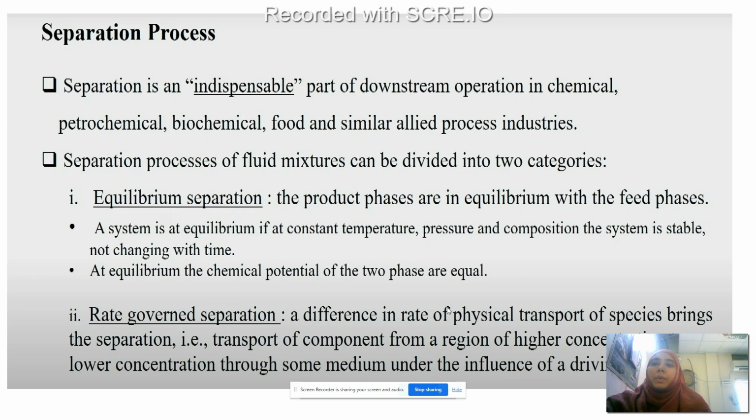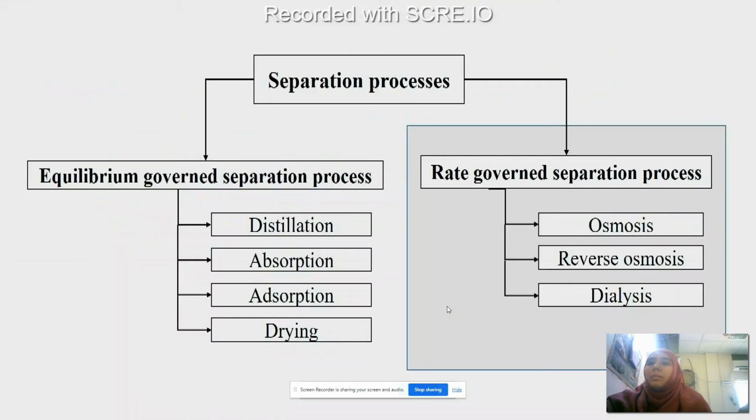In rate governed separation, the separation actually happens due to a difference in the rate of physical transport of species, that is, transfer of a component from a region of higher concentration to lower concentration by using some medium, under the influence of a driving force. Most of the membrane separations usually come under rate governed separation processes.